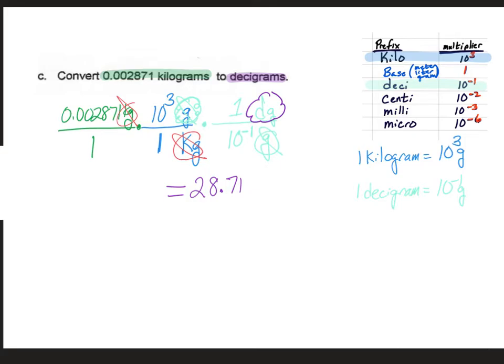28.71 decigrams, or in correct scientific notation, 2.871 times 10 to the first decigrams.